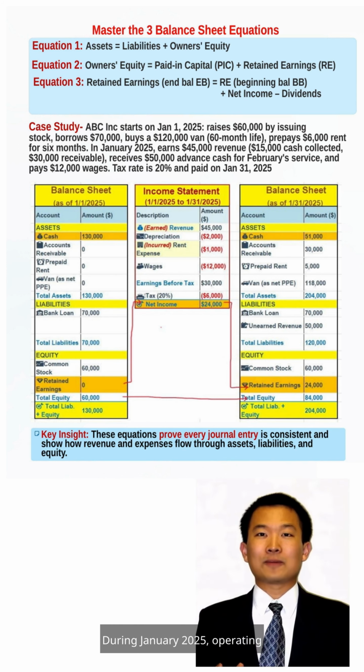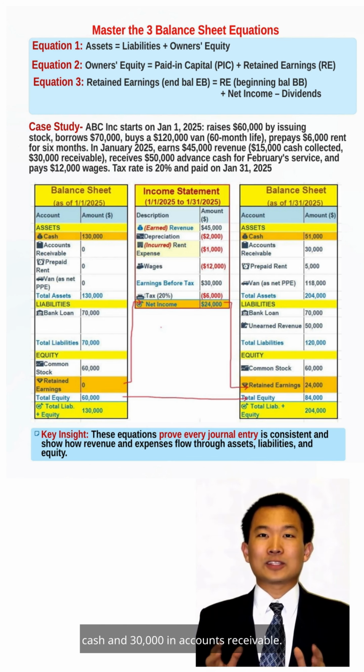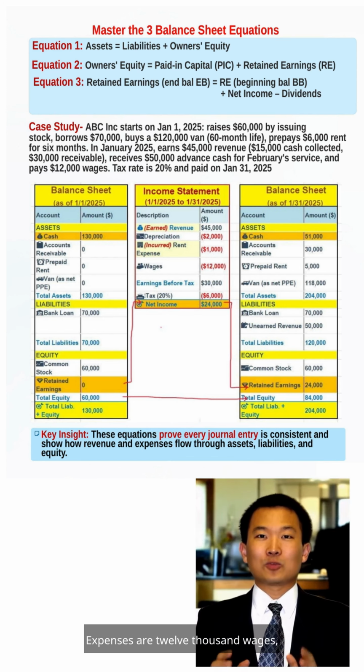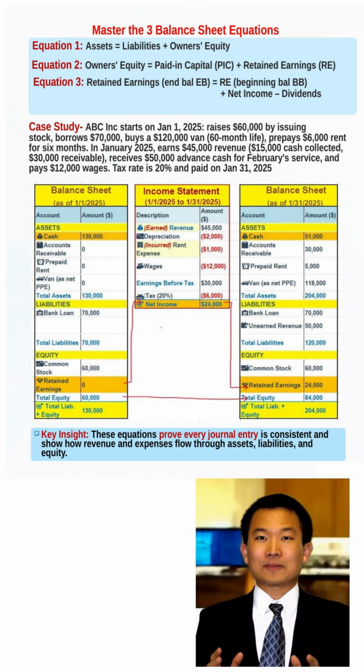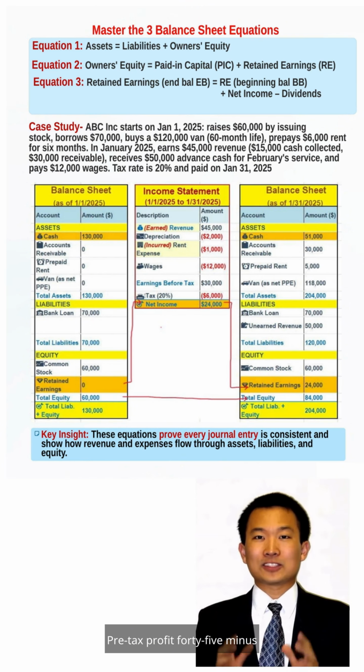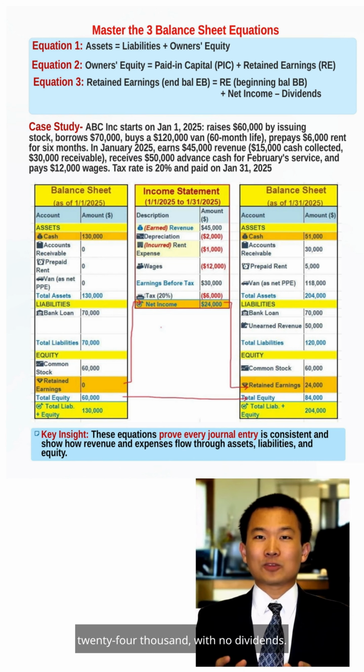In January 2025, operating revenue was $45,000, with $15,000 cash and $30,000 accounts receivable. Expenses are $12,000 wages, $1,000 rent, and $2,000 depreciation, totaling $15,000. Pre-tax profit: 45 minus 15 equals 30. The tax rate is 20%, so the tax is $6,000. Therefore, net profit is $24,000 with no dividends.